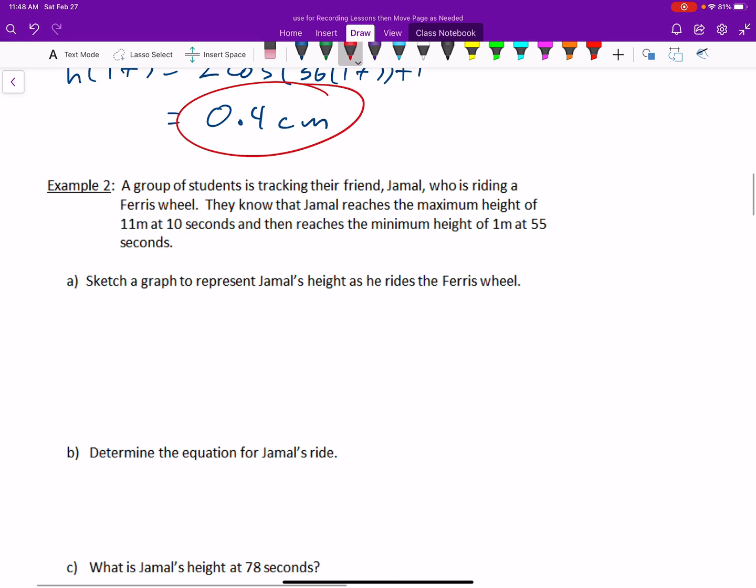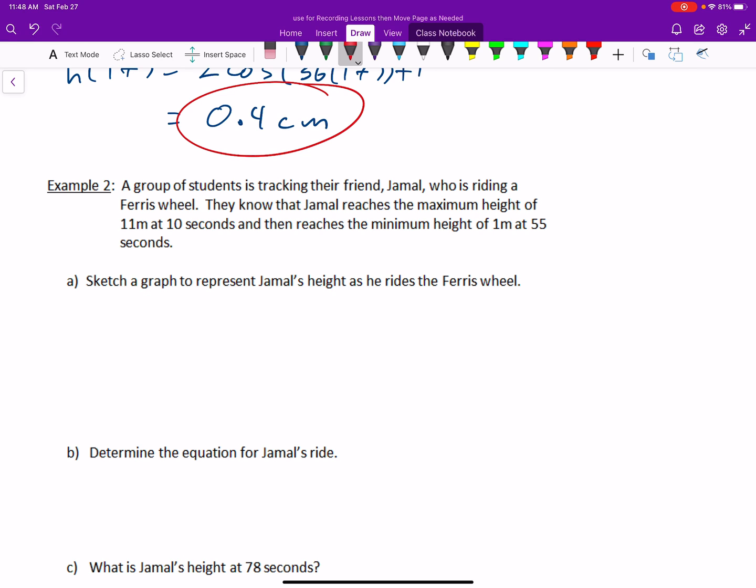A group of students is tracking their friend Jamal, who is riding a Ferris wheel. They know that Jamal reaches the maximum height of 11 meters at 10 seconds, and then reaches the minimum height of 1 meter at 55 seconds. Sketch the graph to represent Jamal's height as he rides the Ferris wheel.